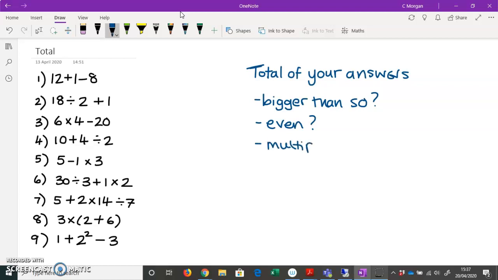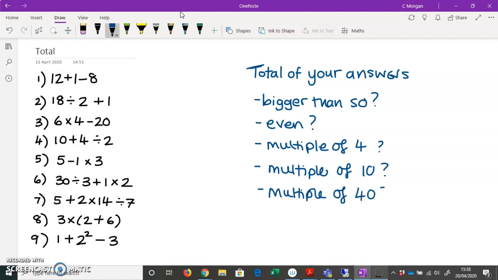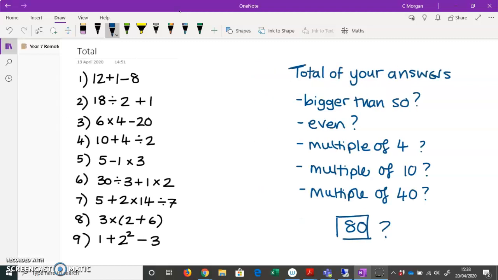Is your answer a multiple of 4? To test this, you could cut it in half and half again, and if your answer is a whole number, then yes, it is a multiple of 4. Is your answer a multiple of 10? I hope so. And is your answer a multiple of 40? If so, you will be able to divide it by 40 exactly. Finally, is your total 80 like mine? If not, let's see why not.